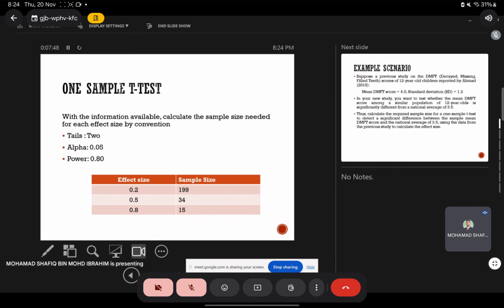For the one sample test, 0.2 is the smallest effect size, with the medium being 0.5 and the large effect size 0.8. So from here you can see that the smaller the effect size, the more the sample size will increase. So this will be for the one sample t-test.